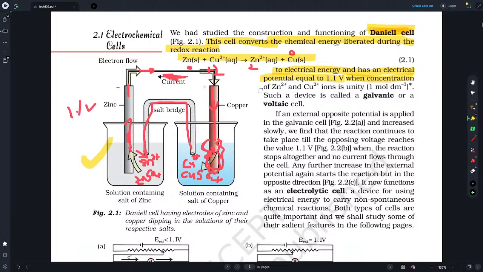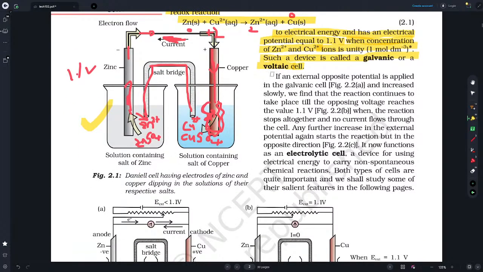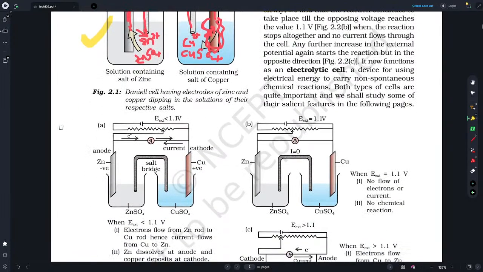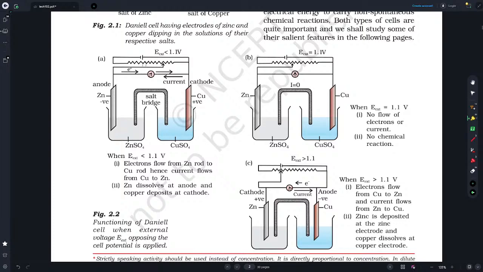When the concentration of zinc 2+ and copper 2+ ions is in unity, such a device is what we call a galvanic or a voltaic cell. Daniell cell is under the galvanic or voltaic cells. If an external opposite potential is applied in the galvanic cell, here an external potential, basically we are connecting a battery, and they describe 3 cases.